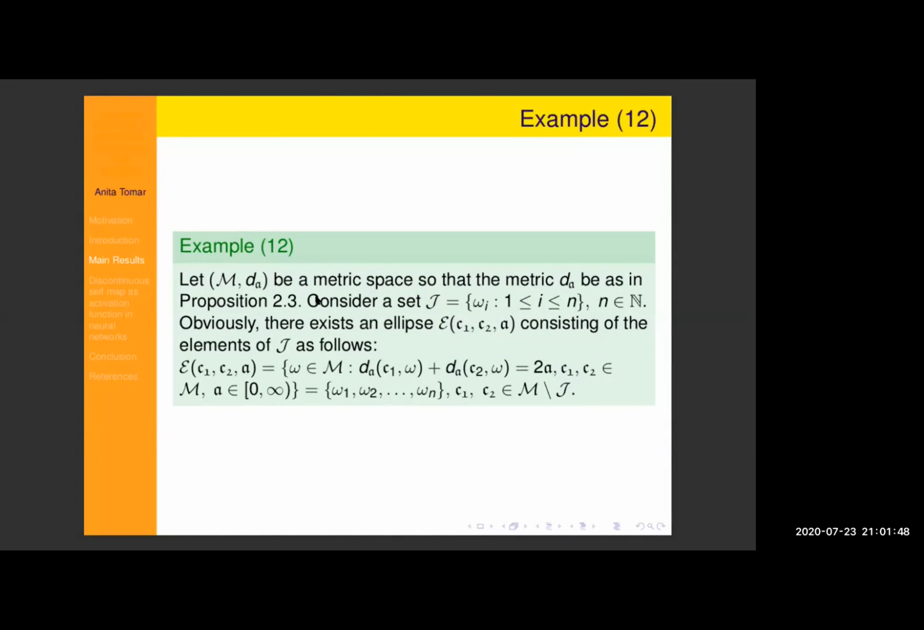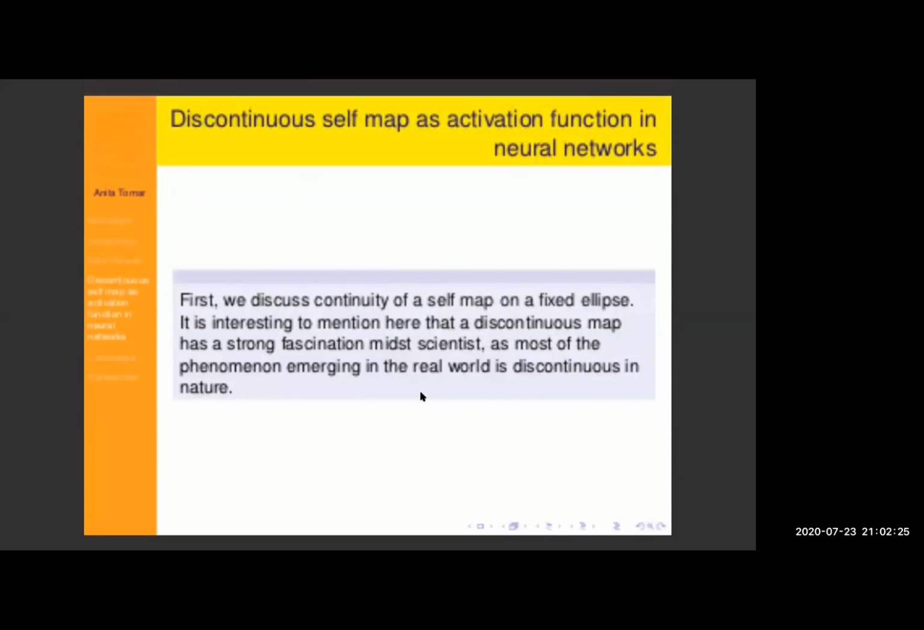Suppose M, dA is the metric space, so that the metric dA is as in proposition 2.3. Consider the set J equal to Wi, where i lies between 1 and n. Then obviously there exists an ellipse consisting of the elements of J as follows: it is the set of all W belonging to M such that the distance of W from C1 plus the distance of W from C2 is equal to 2A. In this case, this is equal to W1, W2, W1. So this is the set of all the points except the foci.